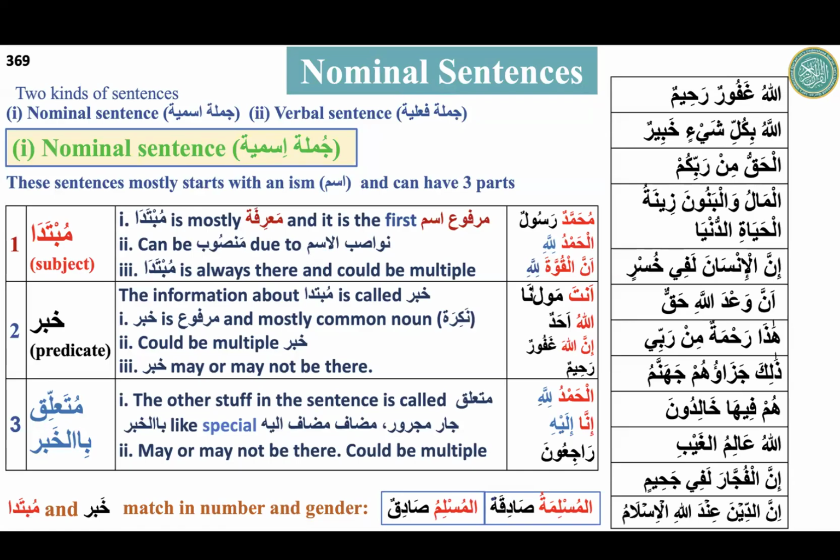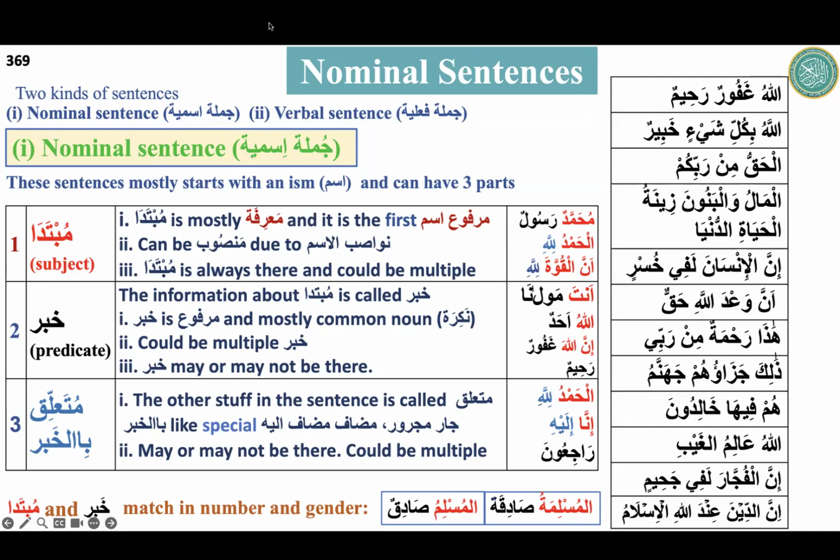Rabbi shrah li sadri wa yassir li amri wahlul uqdatam min lisani yafqahu qawli. Rabbana zidna ilma. Allahumma ja'alil Qur'ana rabi'a qulubina wa nura sudurina.